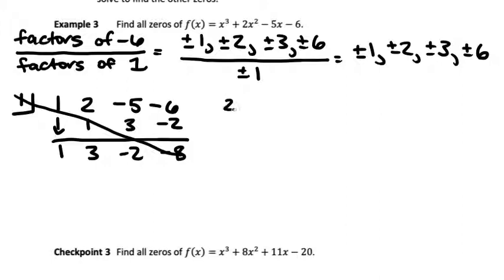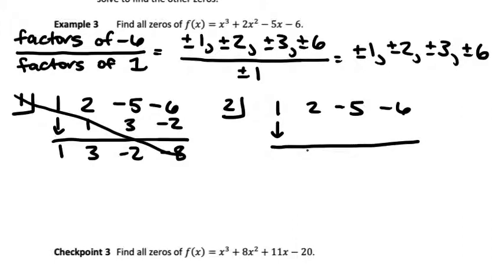Next, let's try +2. So same coefficients here. There's really no shortcut way to do this. You just have to test possibilities until you find one that works. So this one, -6 plus 6, is 0. So that worked out. That means that 2, the number that I had in the box here, is a 0 of the polynomial.